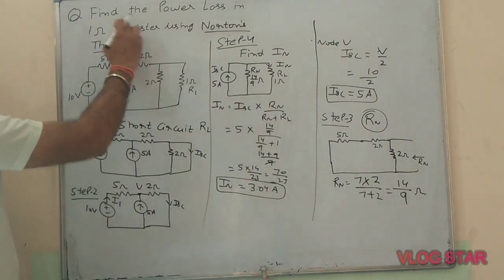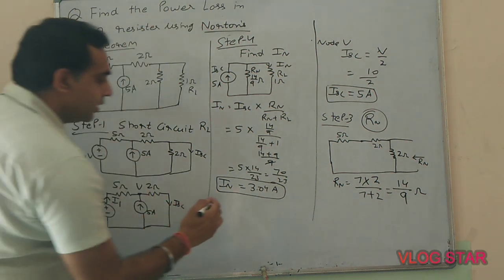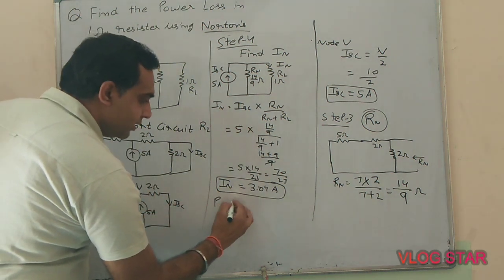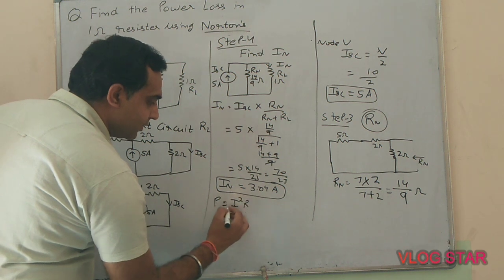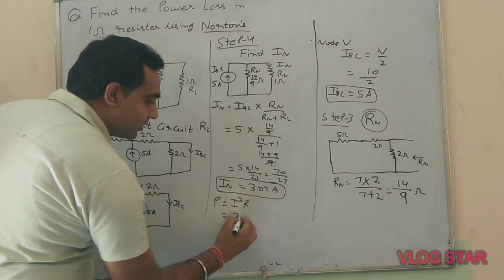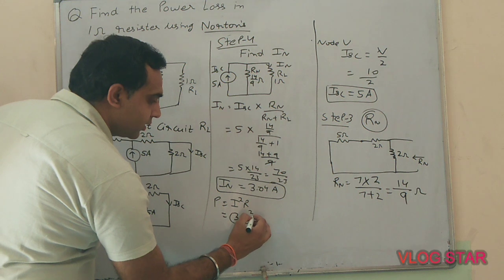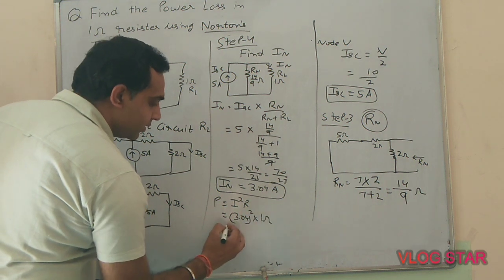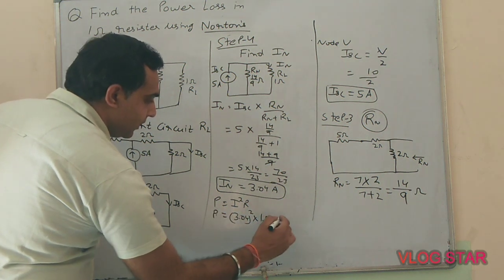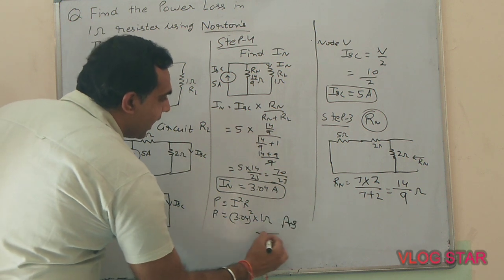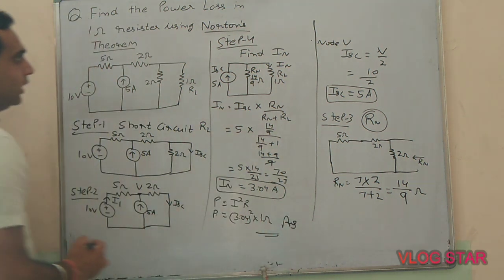The question is find the power loss. Power loss is I square R. It means 3.04 square into 1 ohm resistance. And this one is the answer.